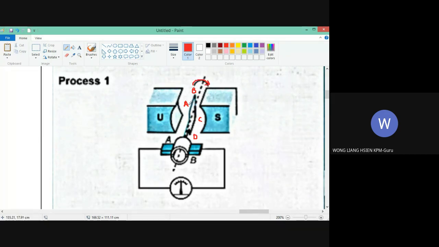you see the coil AB and the CD, do they cut the magnetic flux or not? There is no cutting of magnetic flux. Okay, why no cutting of magnetic flux? Okay, let me draw. You see, let's say that this is the magnet here and here.